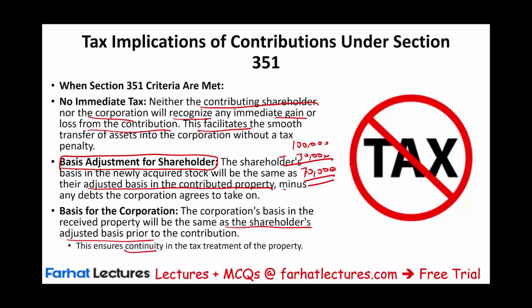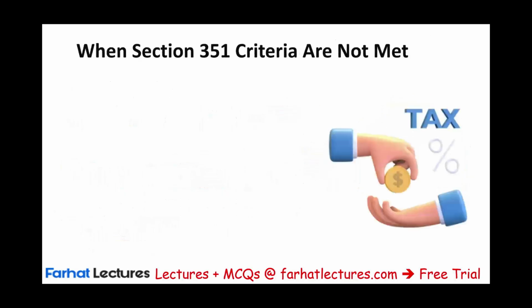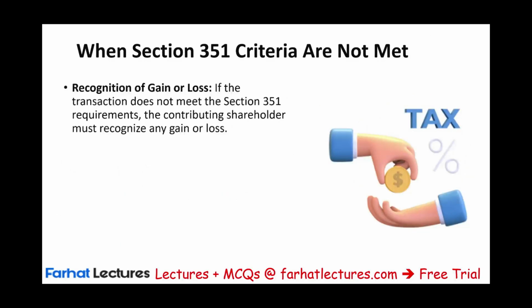Remember, the assumption is it's in your hand. Now it's in the hand of a corporation that you control. Nothing has changed, and that's why there are no tax consequences, assuming Section 351 applies. If Section 351 is not met, well, then it's as if you sold it, and you have either a gain or a loss if the transaction does not meet Section 351. The contributing shareholder must recognize any gain or any loss, and this means what? You have tax consequences.